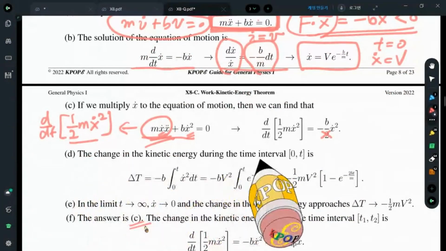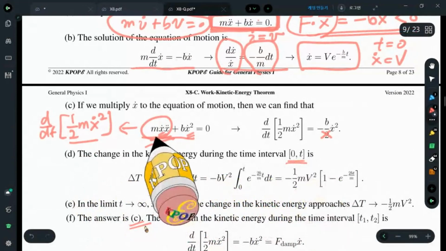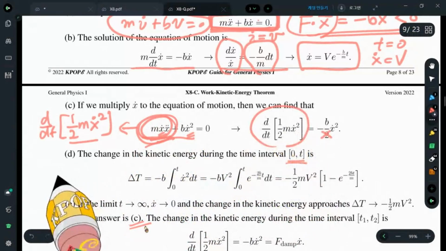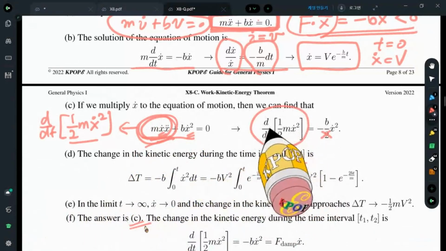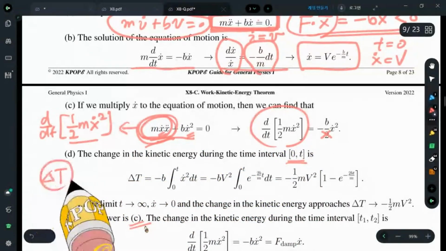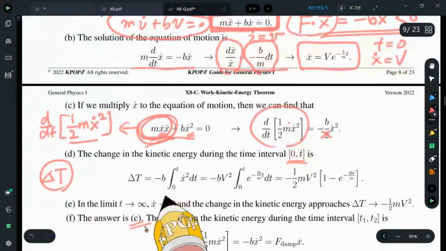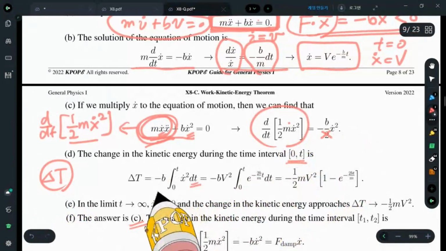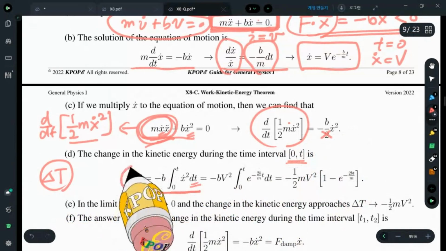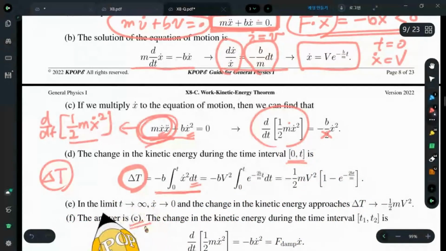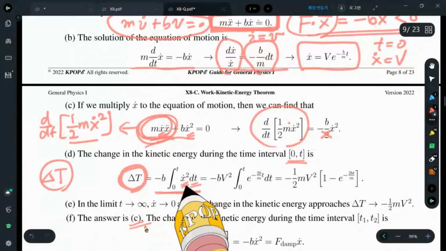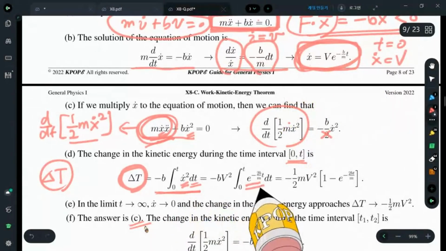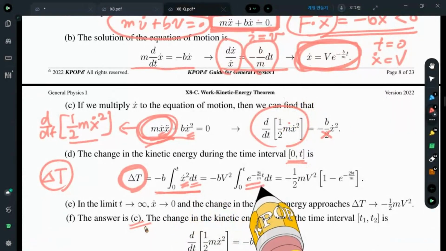Change in kinetic energy during the time interval 0 to t: because this is the kinetic energy, if you integrate this, you will find on the left-hand side the delta kinetic energy. And then the right-hand side is minus b x dot squared times dt. So if you carry out this integral, you will find the lost amount of kinetic energy. And you know the solution here. Substitute this in here, then it is an exponential function, and you know the answer.